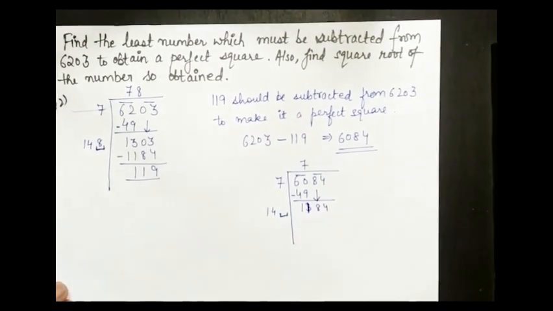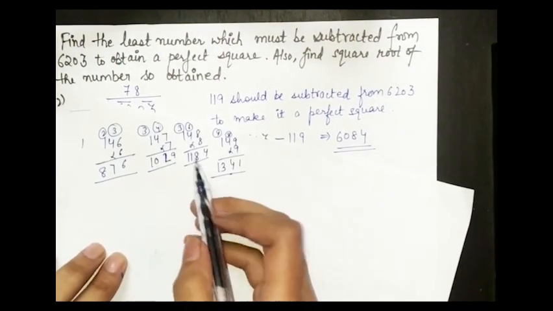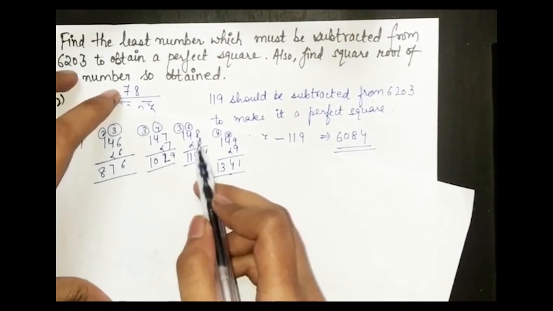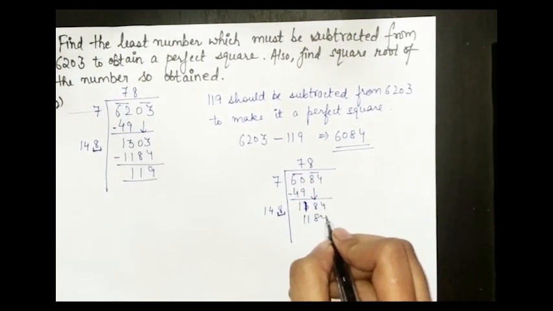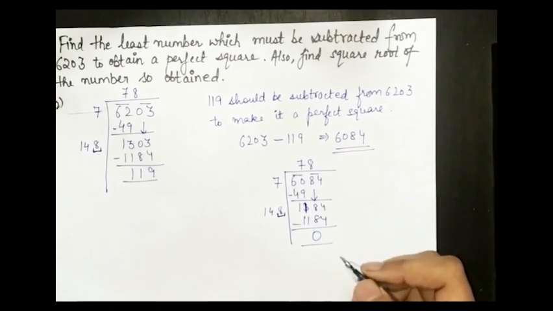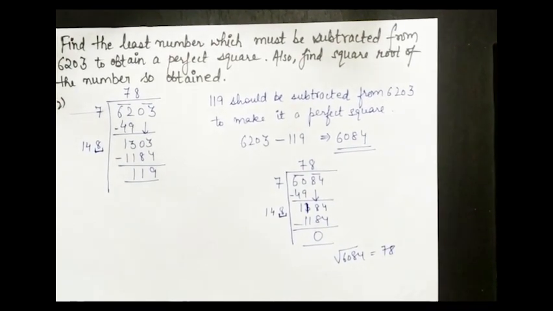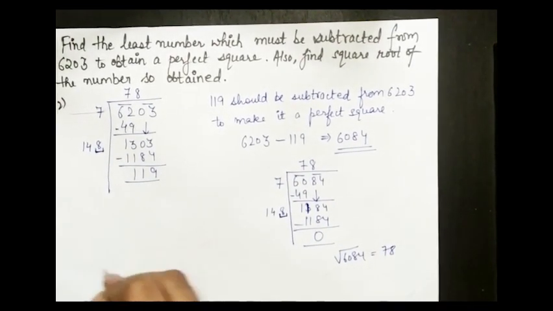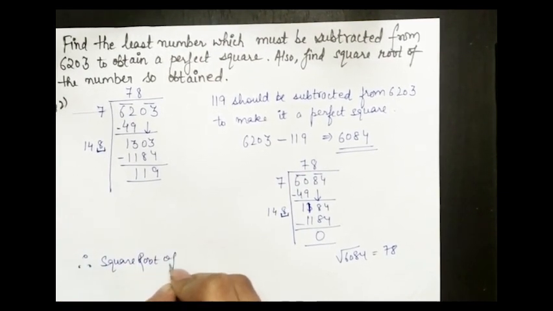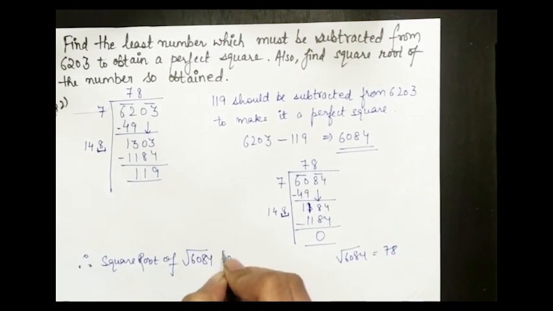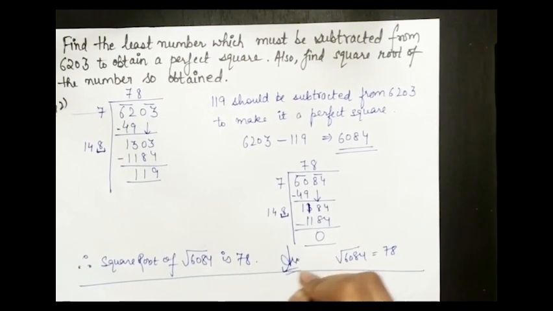So 1184, you all know that it comes in the 8th table. We have done this. See, 1184 comes 8 times. So we will be writing here 8 and here also 8, and 1184 is completely divisible, means 6084 is the square root of 78. Now you have to write this also, that the square root of 6084 is 78. So this is the final answer to this particular question.